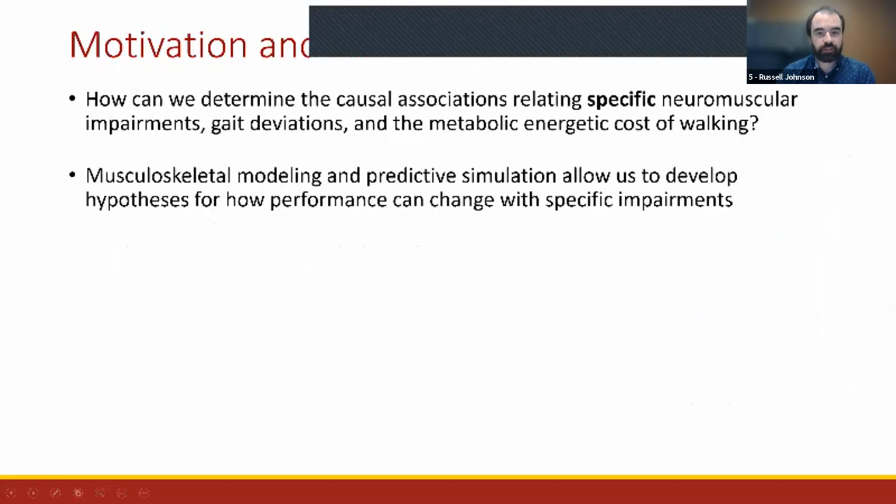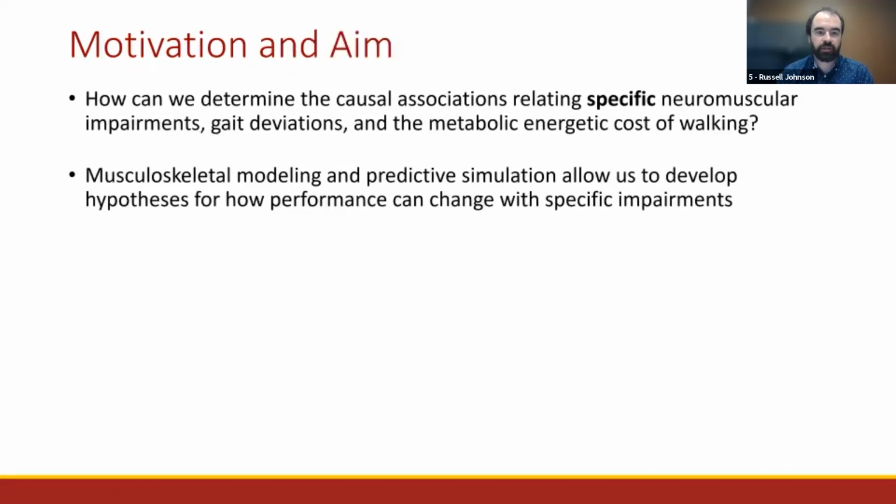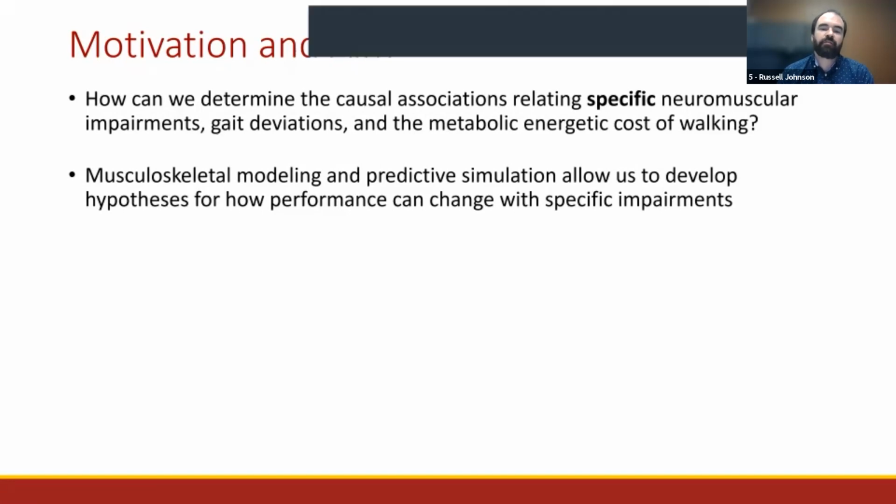Now, one of the things our lab is interested in is determining causal associations between specific impairments, spatial temporal asymmetries, and metabolic cost. But with people post-stroke, these impairments occur simultaneously, so it's difficult to tease apart how specific impairments would affect these things. However, with musculoskeletal modeling and predictive simulation, we can develop hypotheses for how gait performance and metabolic costs could change with specific impairments.